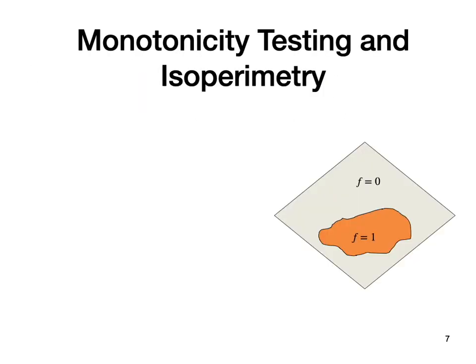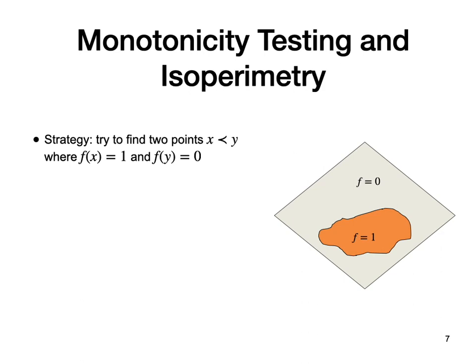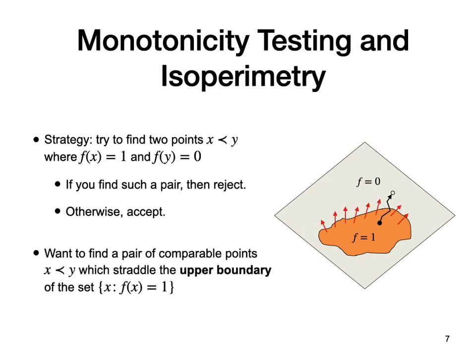So I'd like to first talk about how monotonicity testing and isoperimetry are related in the case of n equals 2, so for the hypercube. Overall, the strategy of designing a monotonicity tester is to try to find 2 points which form a violation, right? And if you can find such a pair, then you can reject, and if not, then you'll accept. So one way to think of this is you want to find a pair of comparable points which straddle the upper boundary of the set where the function is a 1.